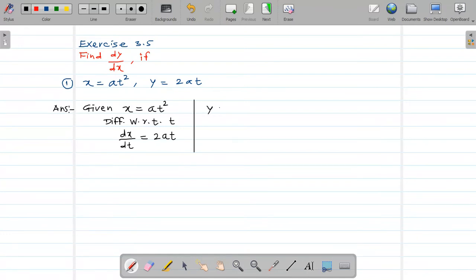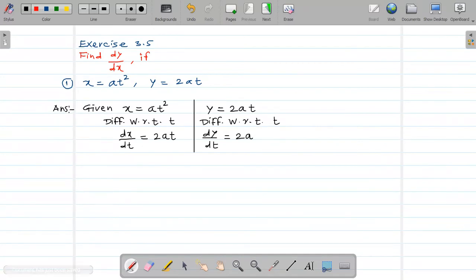Now another function is y is equal to 2a into t. So we have to differentiate this with respect to t. Then we get dy by dt. So now 2a is a constant and we have to take the derivative of t with respect to t. We know that derivative of t with respect to t is 1. So that's why we get 2a as a derivative with respect to t. So this is dy by dt.